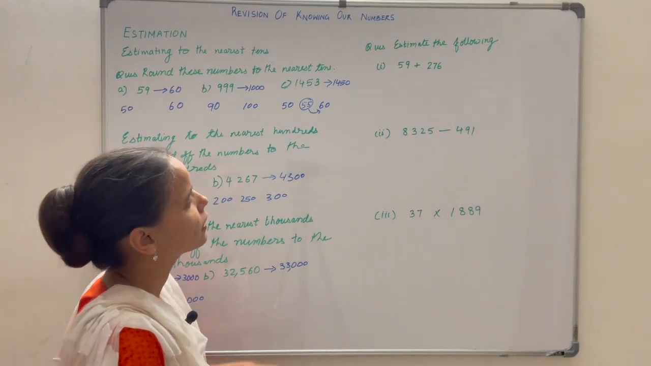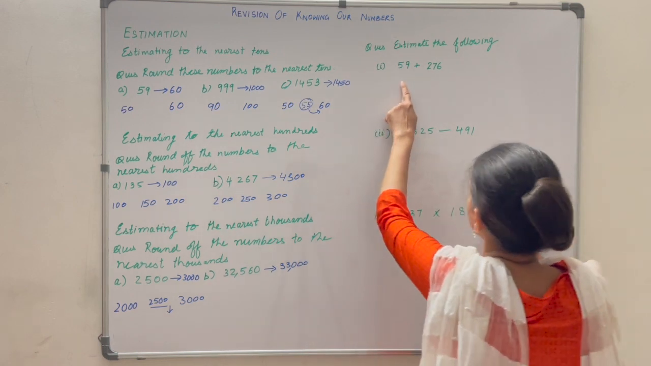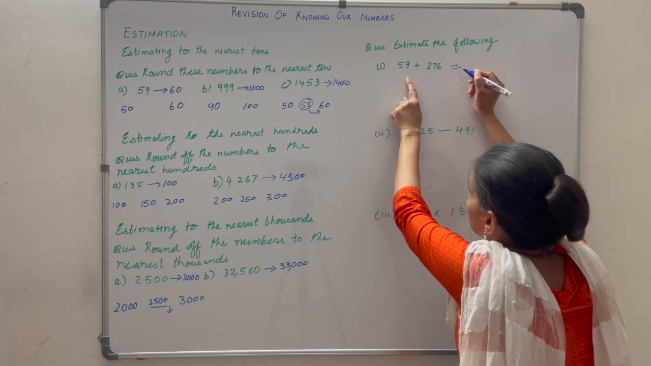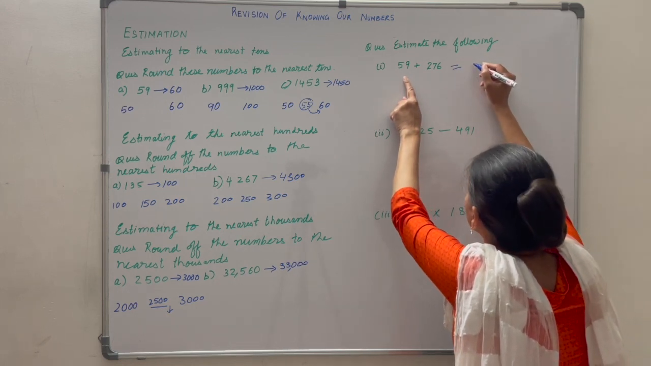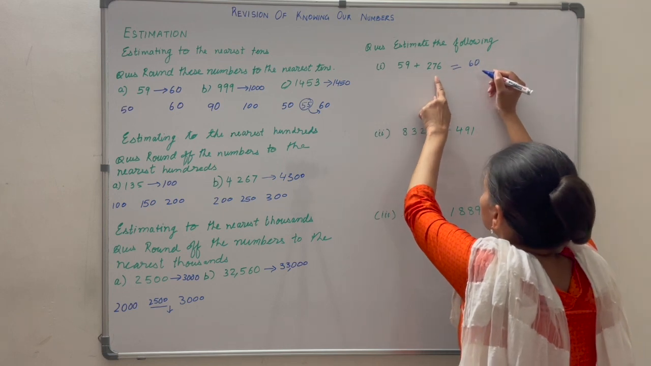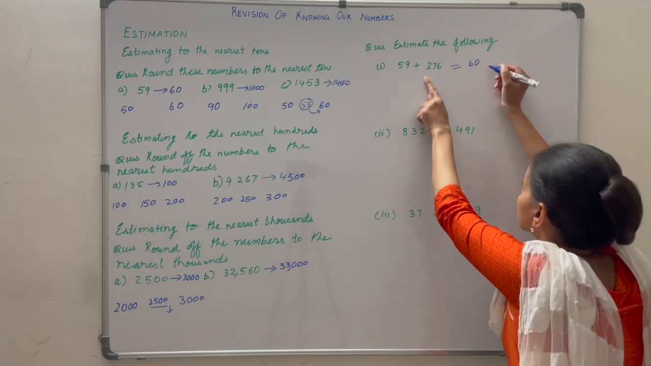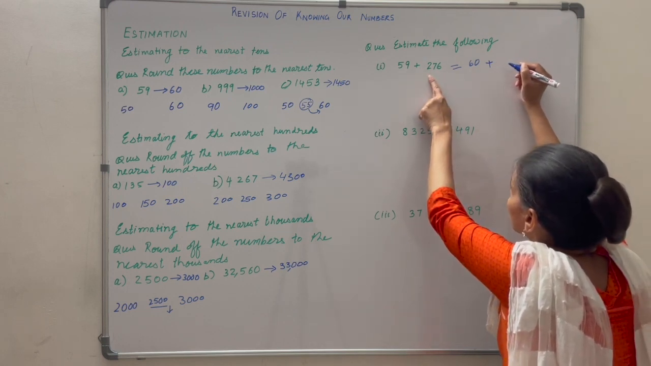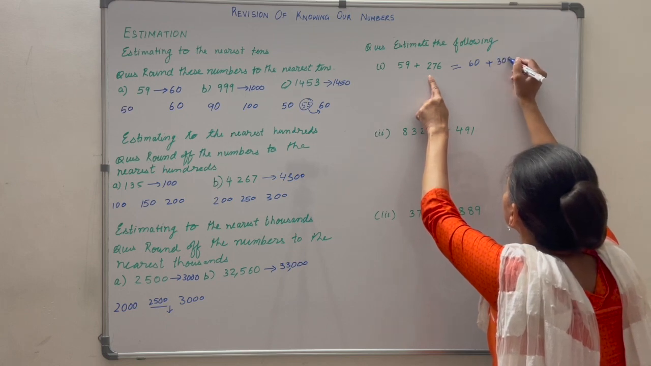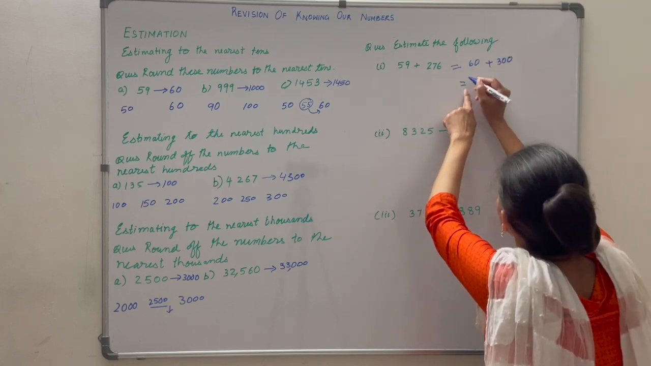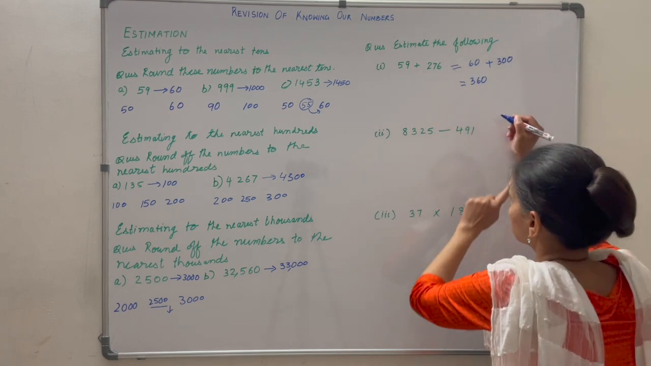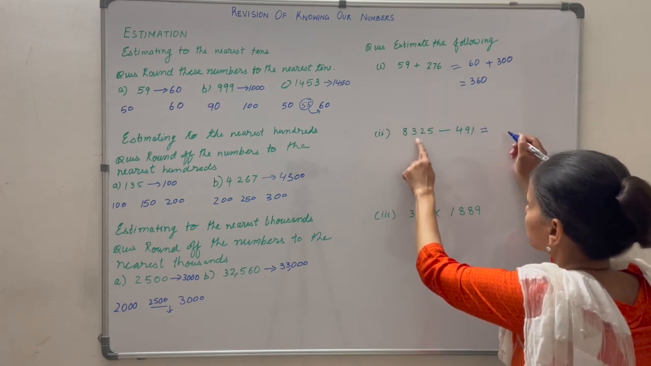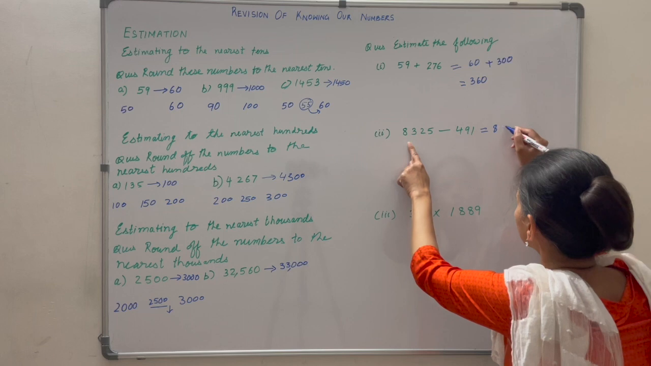Now estimate the following. 59. The highest place is tens place. So let us round it off to nearest tens. So 59 is closer to 60. The highest place value is hundreds. So let us round it off to hundreds. So it is more closer to 300 than 200. So this is rounded off to 300. So the summation is 360. Now here the highest place is 1000. It lies between 8,000 and 9,000. So this is more close to 8,000.